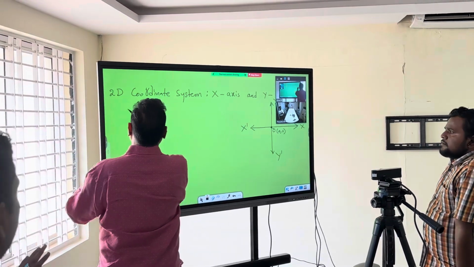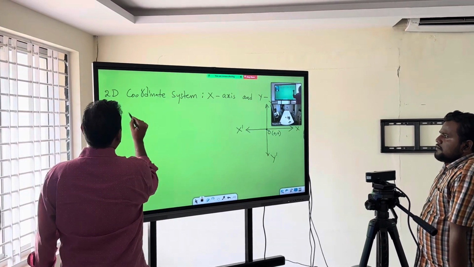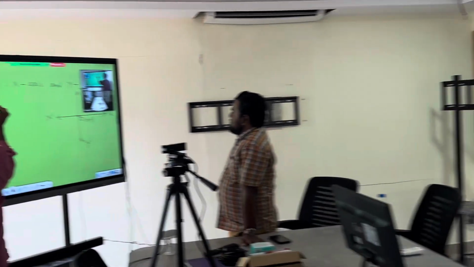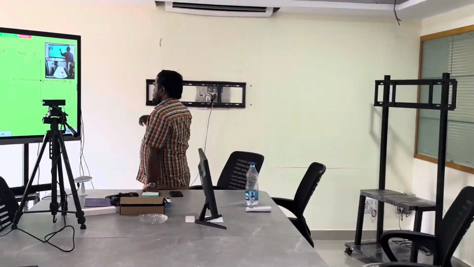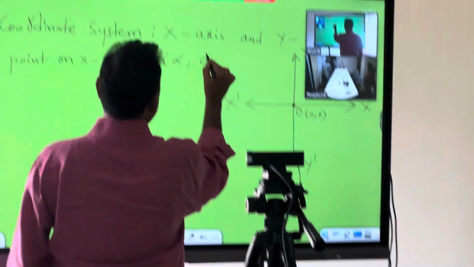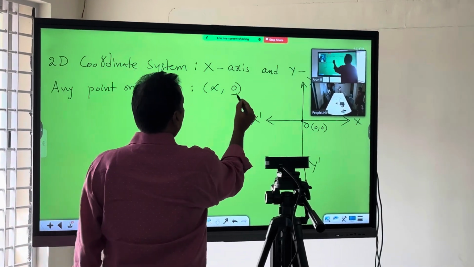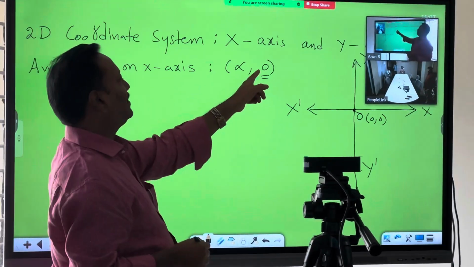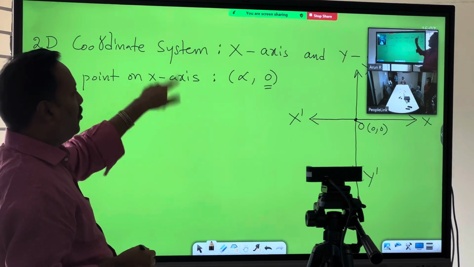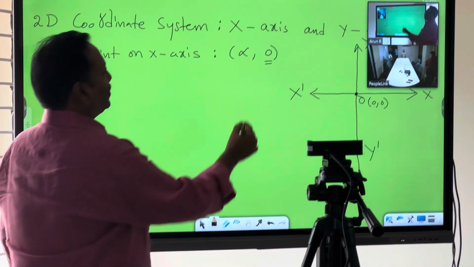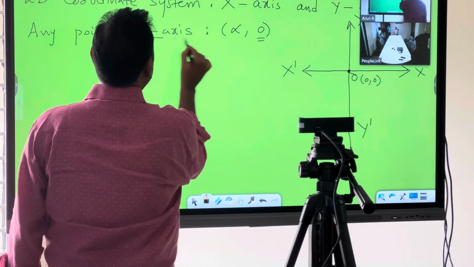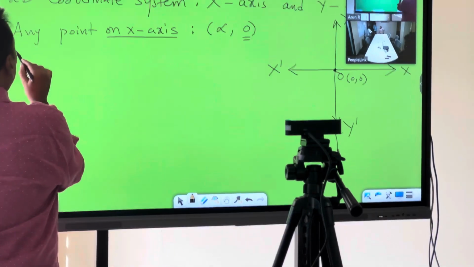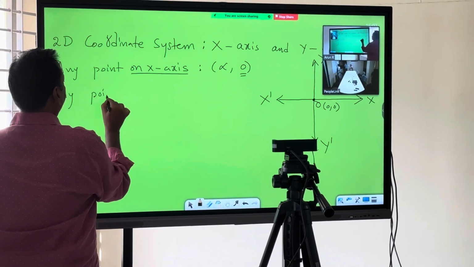Yeah, I'm starting. If you consider any point on the x-axis, it will always be in the form of (alpha, 0). Why is the second coordinate 0, anybody? Because it lies on the x-axis. The distance between the x-axis and the point represents the y-coordinate. So it is already on the x-axis, therefore there is no distance. That's why the second coordinate, or y-coordinate, will be 0.